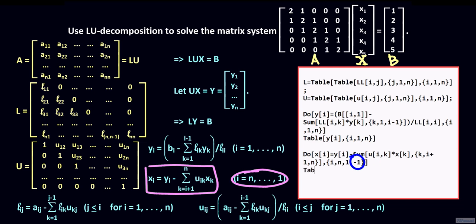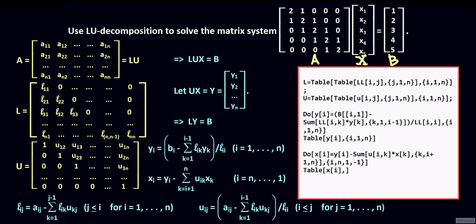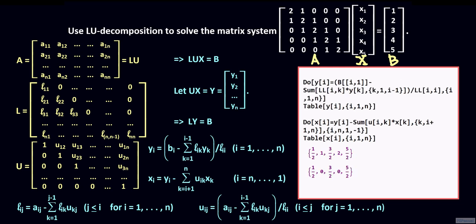For the on-screen output of the x sub i's, we apply the table command. i goes from 1 to n, and we execute the code. These are the y sub i's, and these are x sub 1, x sub 2, x sub 3, x sub 4, and x sub 5.